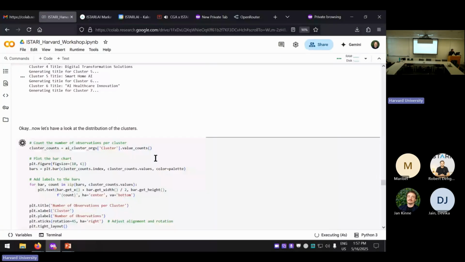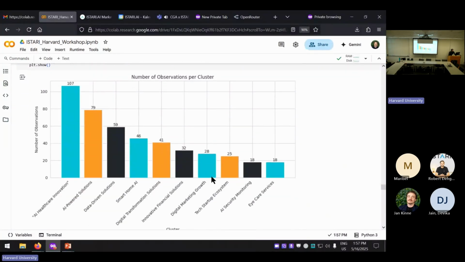So what we can do now is we can have a look at the distribution. So we see that 107 organizations in Massachusetts were allocated to the AI healthcare innovation cluster. Then, for example, smart home AI, we have 46. And by the way, now they are a little bit different than before because I just ran it again, and it's a clustering algorithm. There's a little bit of randomness in it. But now we can see how they distribute basically.